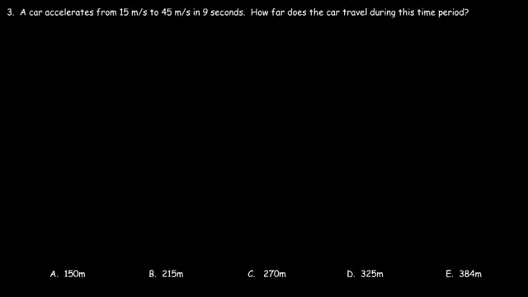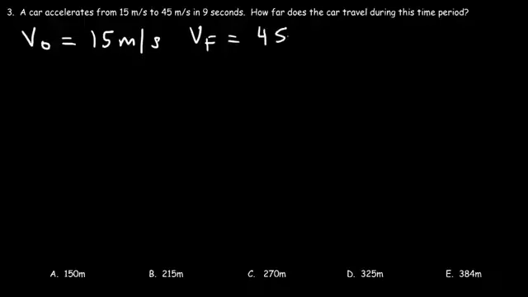Number 3, a car accelerates from 15 meters per second to 45 meters per second in 9 seconds. How far does the car travel during this time period? Now for these types of problems, you may want to make a list of what you know and what you need to find. So we're given the initial speed is 15 meters per second. We have the final speed, which is 45 meters per second, and the time period is 9 seconds. Our goal is to find the distance that the car travels, or its displacement. Distance and displacement is the same whenever the car travels in one direction, if it doesn't change direction.